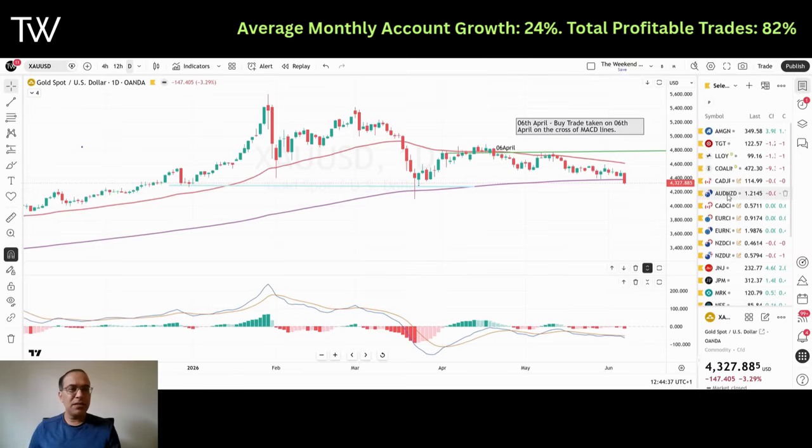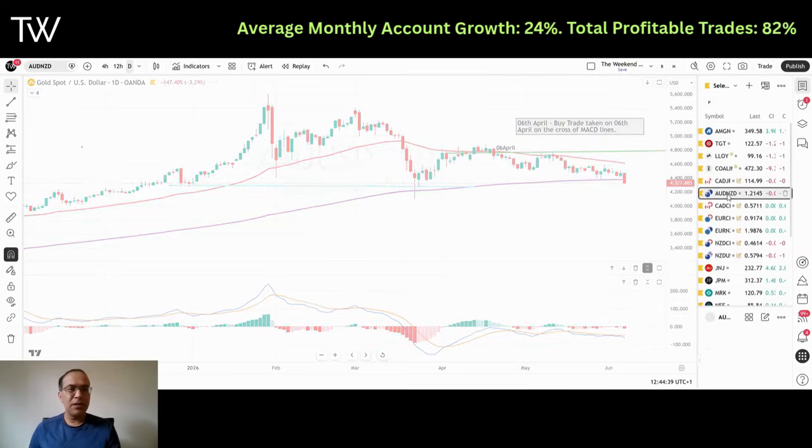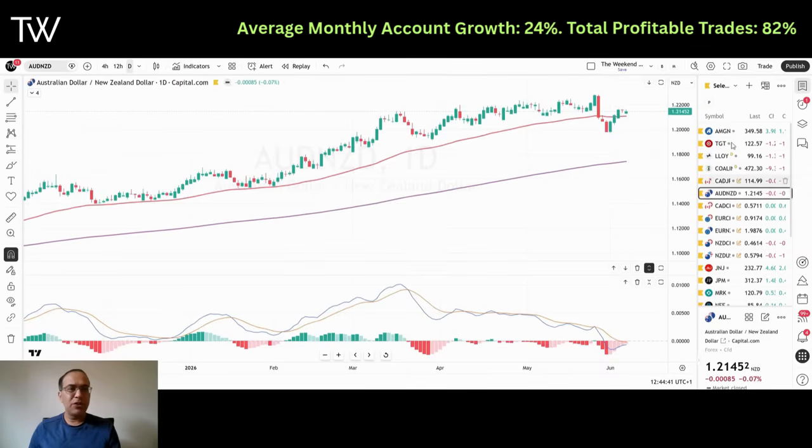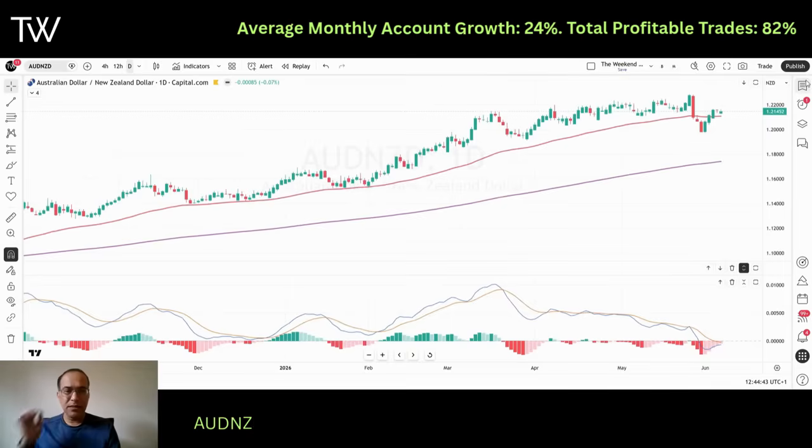Right. So let us first start with the currency pairs. The first one being AUD NZD. So we are, of course, on the daily time frame. We can see that this has been in a very good bull trend. It's been respecting the 50-day moving average. It's dipped below it, and it's now come up. The MACD and the signal lines are just converging, so waiting for that to happen to get in.